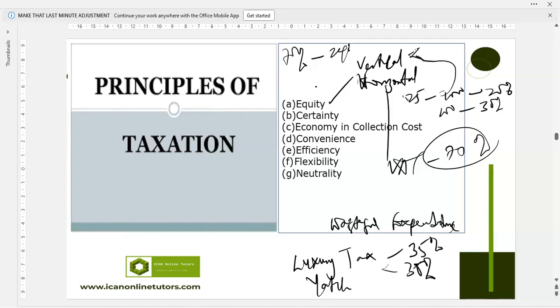So then certainty. Taxpayers should know the exact amount they are expected to pay, when to pay it, and how to pay it. So you should know what to pay, when to pay, where to pay, and how to pay it. WWWH: what to pay, when to pay, where to pay it, and how to pay it.